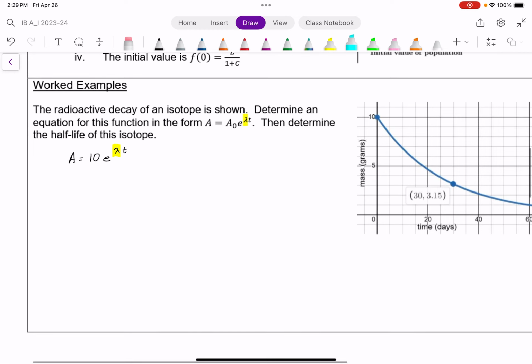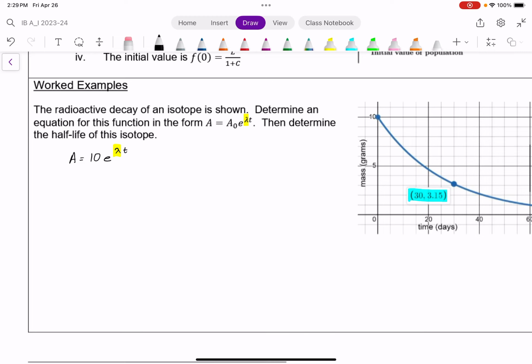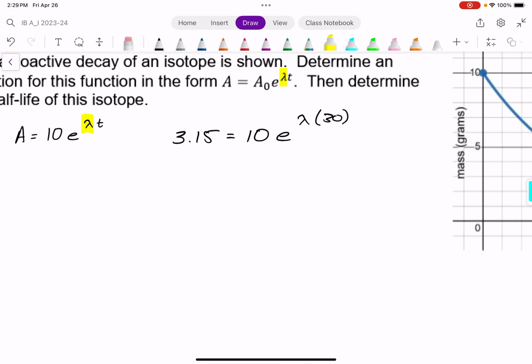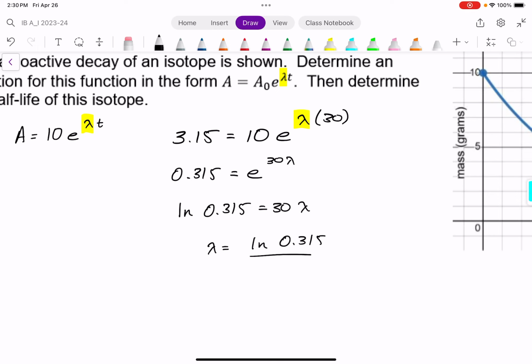That's it. I also know another point. I know after 30 days, there's 3.15 grams remaining of this. So let's utilize that. I can say the amount, so it's going to be 3.15 equals the initial amount times e to the power of lambda times time, which is 30. And now here we can solve for lambda. And in this case, solving it algebraically is quite quick. Divide both sides by 10, you get 0.315 equals e to the 30 times lambda. Put this in logarithmic form. This is the same as the natural logarithm of 0.315 equals 30 times lambda, which means lambda must equal the natural logarithm of 0.315 divided by 30.